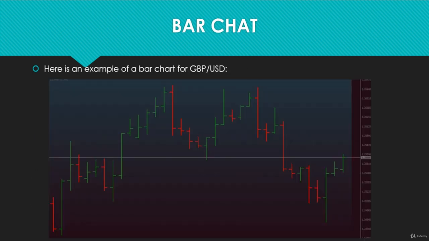Here is an example of a bar chart for British Pound USD, or cable, like I told you before. Now you see it here. It looks a little bit weird because I don't trade by them. So let's move on.